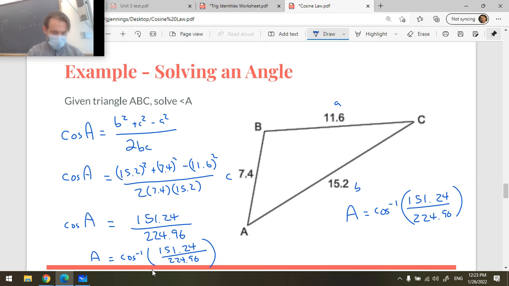So I'm going to do 151.24 divided by 224.96 equals, and then take, I get 0.67. Okay, so it's less than 1. Great. Take the inverse cosine of that. Tells me 47 degrees, 48 degrees. My guess of 30 was not total garbage, but not great. Okay, it was out by 17 degrees. A is equal to 47.7 degrees, 48 degrees. Okay, let's just write down 48 degrees. And that's how you do these. Okay, so take this down and then you'll try an example yourselves.